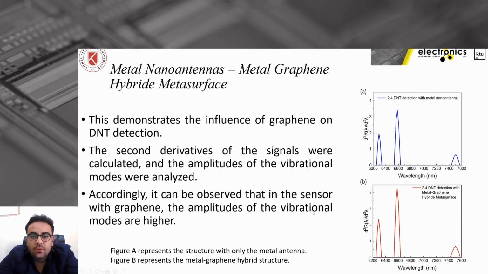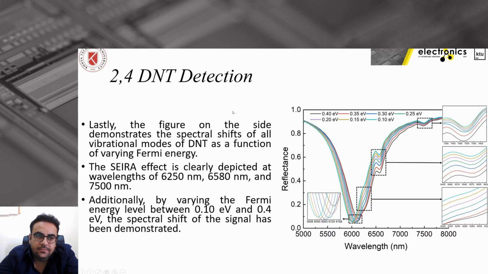The second derivatives of the signals were calculated, and the amplitudes of the vibrational modes were analyzed. Accordingly, it can be observed that in the sensor with graphene, the amplitudes of the vibrational modes are higher. Figure A represents the structure with only the metal antenna, and figure B represents the metal-graphene hybrid metasurface.